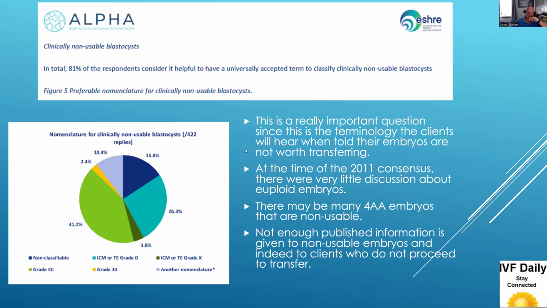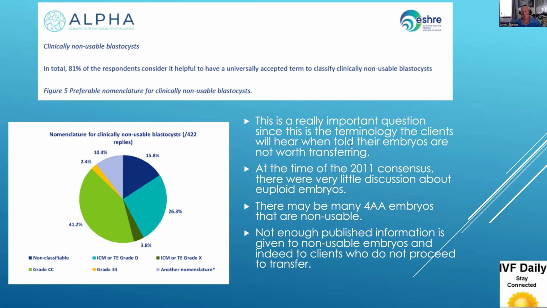And lastly, but far from least, is a table looking at the nomenclature for clinically non-usable blasts. So in total, 81% of the respondents considered it helpful to have a universally accepted term to classify clinically non-usable blasts. Basically, some didn't have a scheme. Some people thought it should be based on the ICM, some on trophectoderm, and basically other nomenclature.